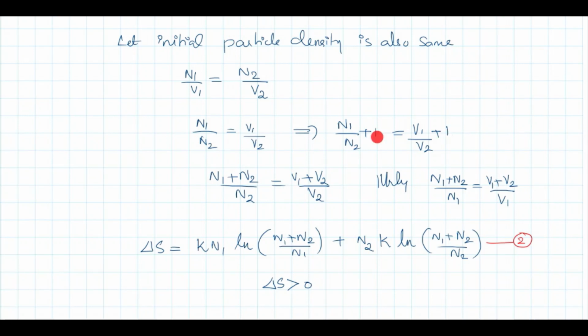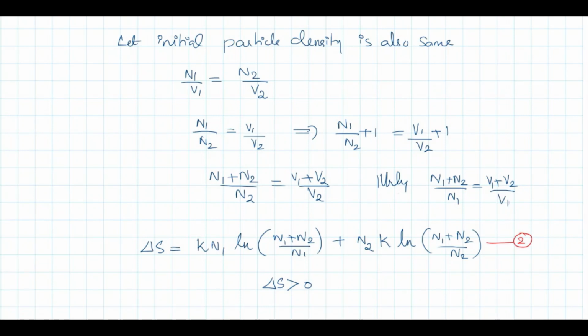Take LCM, you will get (n1 + n2)/n2 = (v1 + v2)/v2. Similarly, if you write it in the inverse form, n2/n1 = v2/v1, and by adding 1, you can prove that (n1 + n2)/n1 = (v1 + v2)/v1.